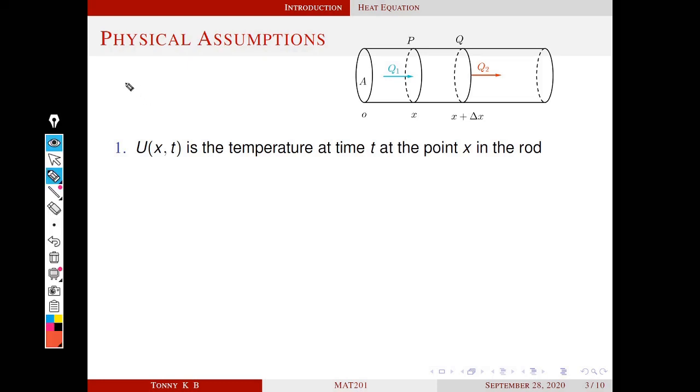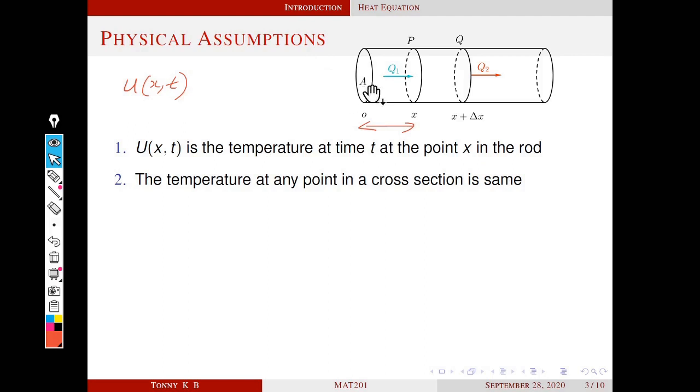We denote temperature by U. Then the temperature U depends on two quantities. One is the distance from the source, that is x. The other is time t. So U depends on two quantities, x and t. That's why U is a function of x and t.